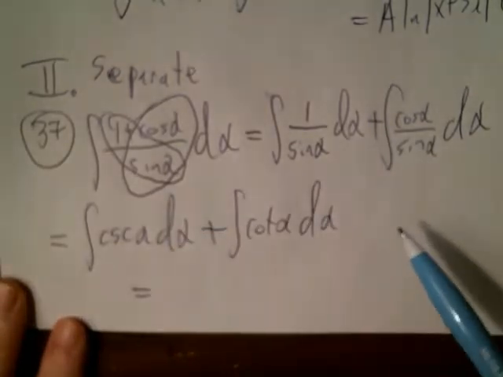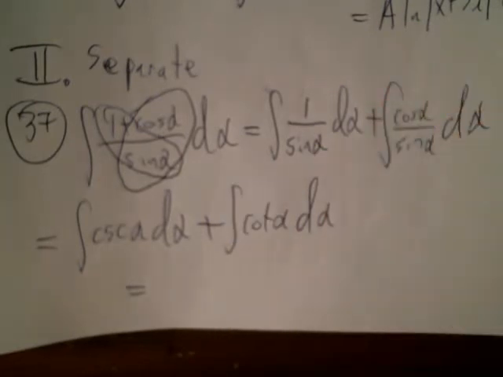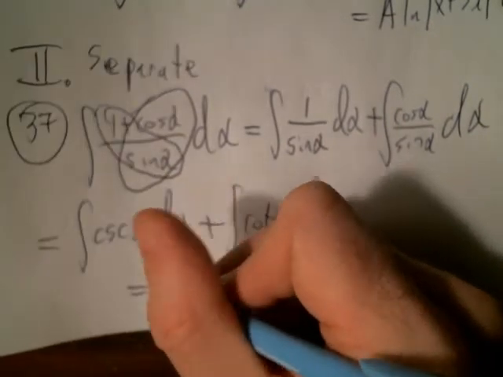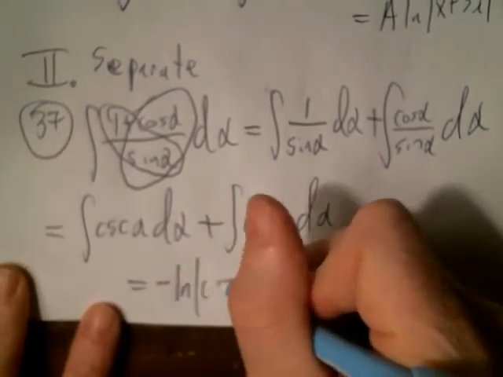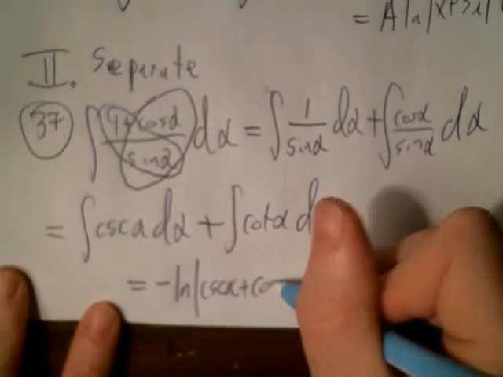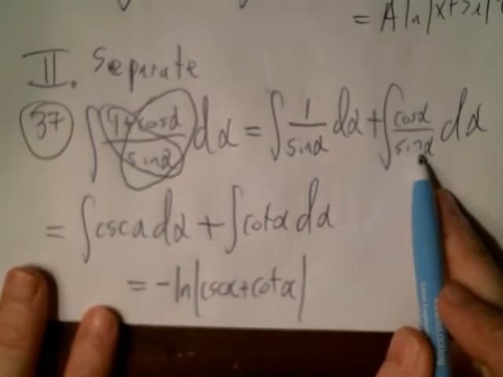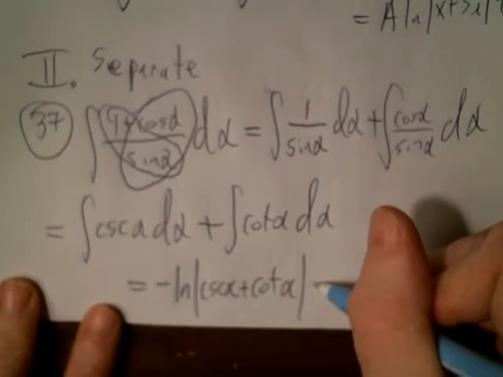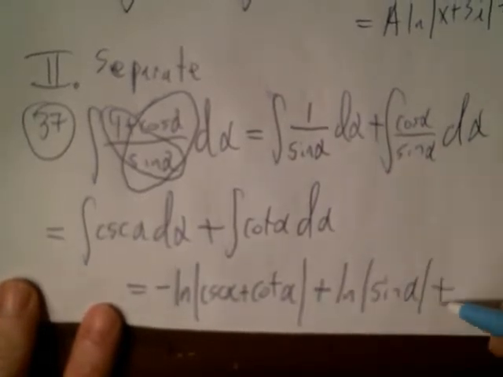The first guy, cosecant alpha, you're going to have to multiply top and bottom by cosecant plus cotan or something like that. You'll end up with an ln of that thing, and in this case it'll be negative because of the u sub that will result: negative ln of cosecant alpha plus cotan alpha. Then this second guy is a sub for sines, so you'll end up with 1 all over u. So it'll be a natural log as well, the ln of the absolute value of sine of alpha. Okay, and then plus c.